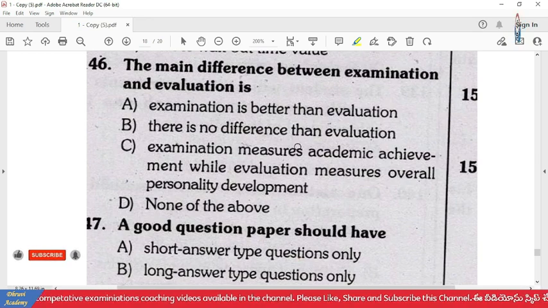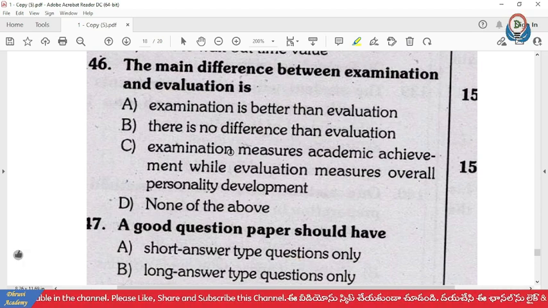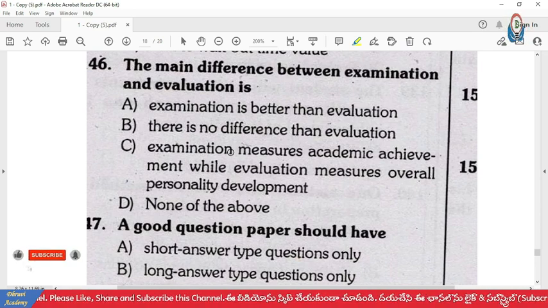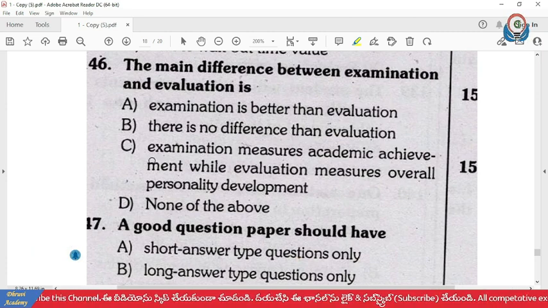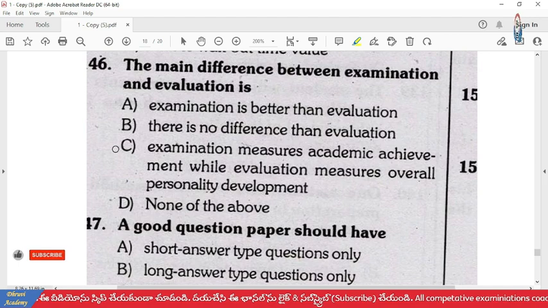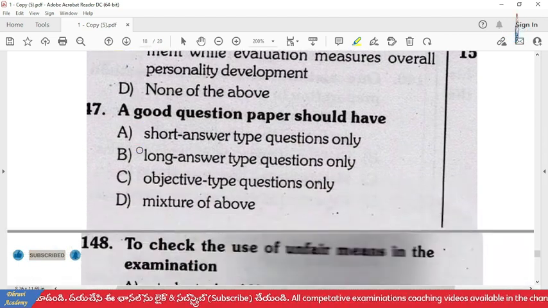The main difference between examination and evaluation is examination measures the academic achievement మన academic లో వాళ్ళు what they achieved, examination. Next, evaluation అంటే overall personality development, all that comes under personality development. C is the right answer. This is the difference between examination and evaluation.